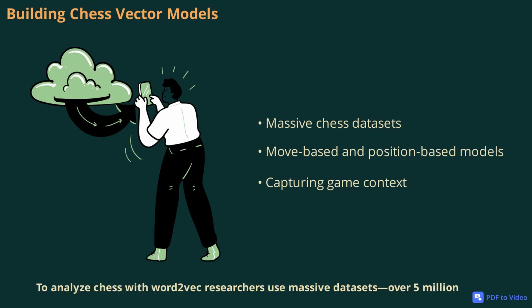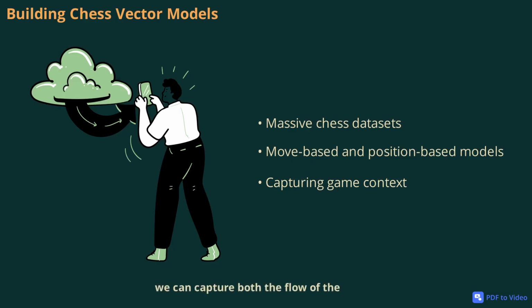To analyze chess with word2vec, researchers use massive datasets, over 5 million games and nearly 840 million moves. Two main types of models are built, one based on sequences of moves and another that includes the full board position as context for each move. By experimenting with different ways to represent the data, we can capture both the flow of the game and the specific situations in which moves occur. This flexibility lets us explore the semantics of chess in depth.